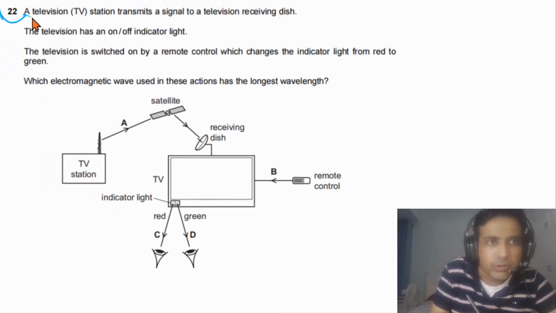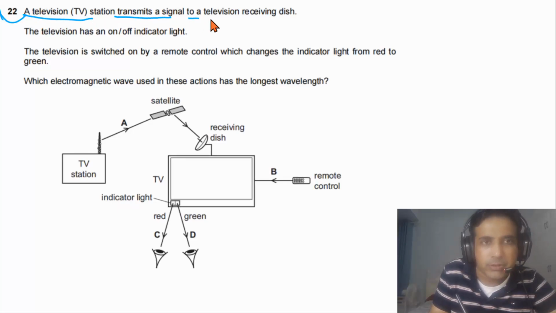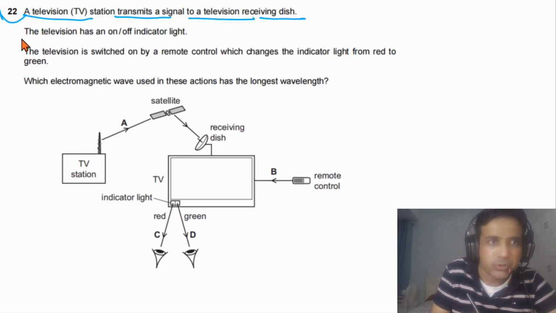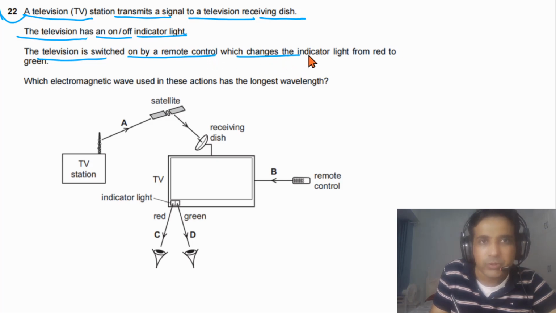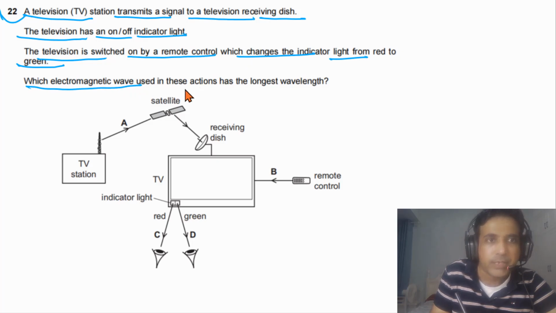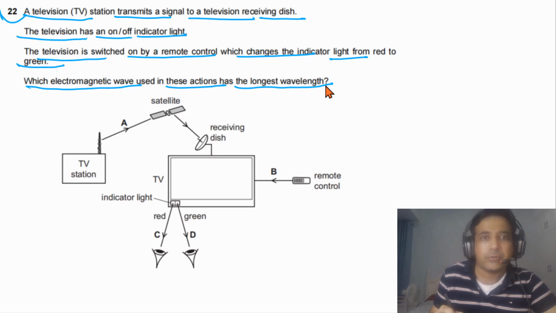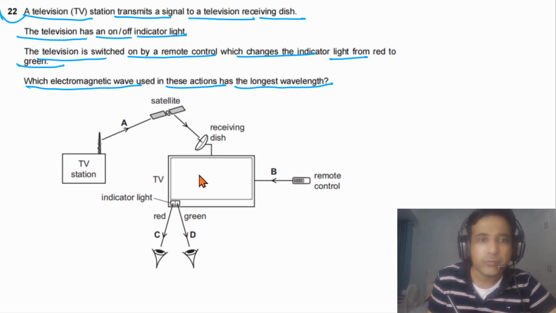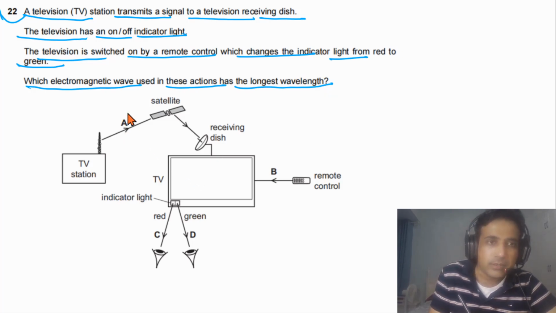Question 22 says a television station transmits a signal to a television receiving dish. The television has an on and off indicator light. The television is switched on by a remote control which changes the indicator light from red to green. Which electromagnetic wave used in these actions has the longest wavelength? Longest wavelength. First of all, we need to understand what kind of wave this one is. This one is a radio wave.